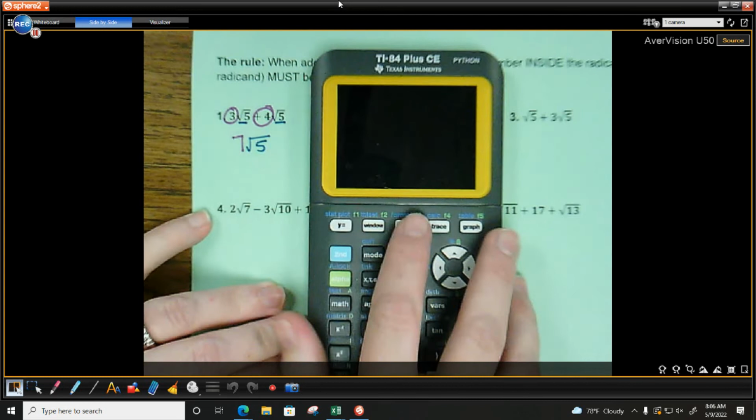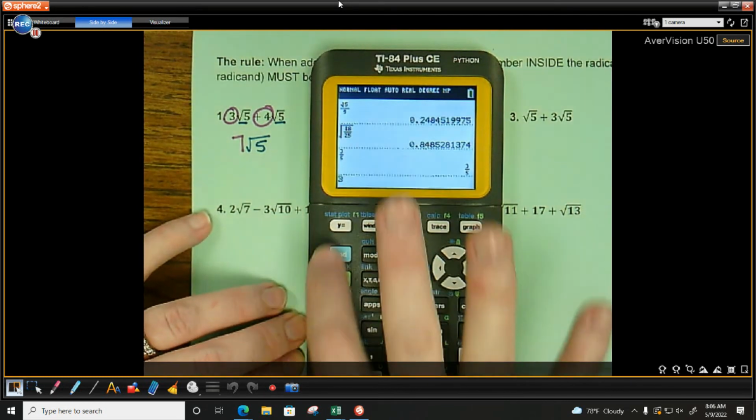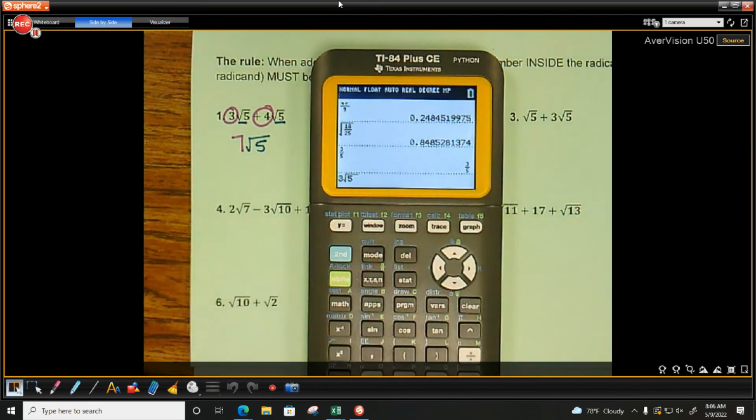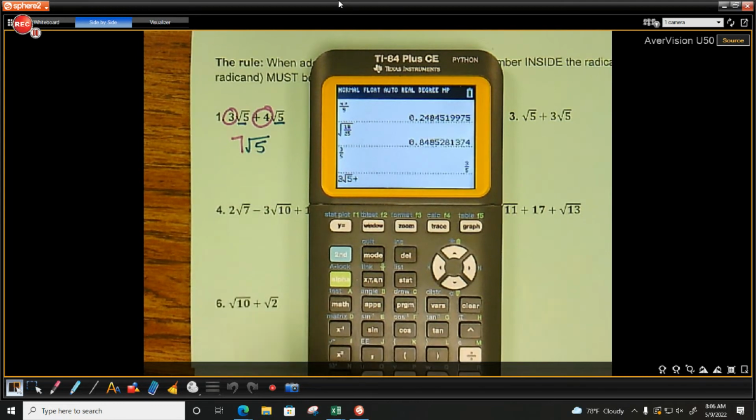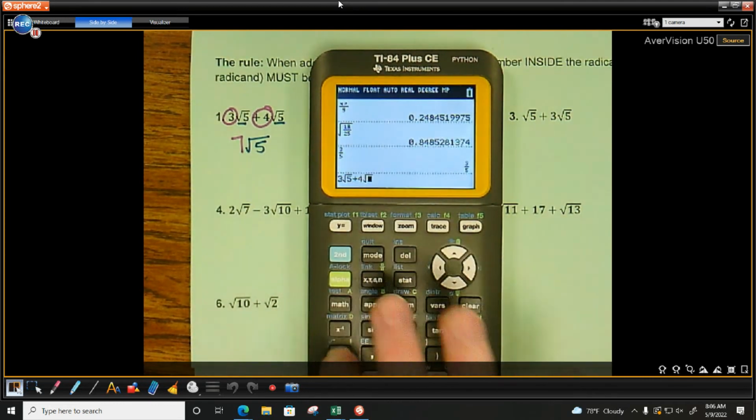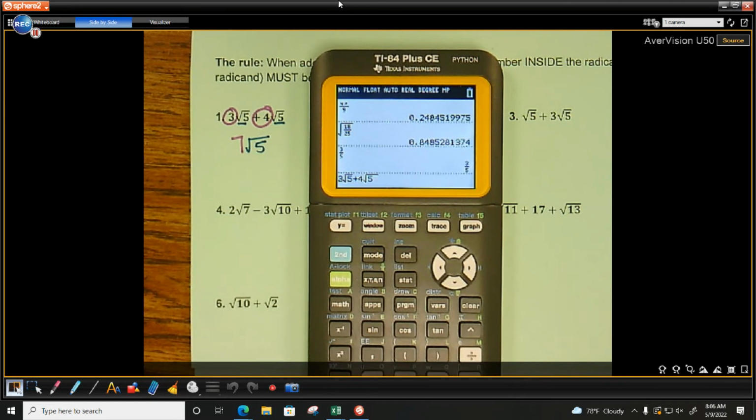3 square root 5. Now, when I do plus 4, you have to arrow to the side to get out of the radical, Gavin. So we're all typing this in our calculator with me. So 3 square root 5 plus 4 square root 5. Again, when you're under the radical, right, Ava, you have to arrow over to do the plus. Did we type this in the calculator with me?